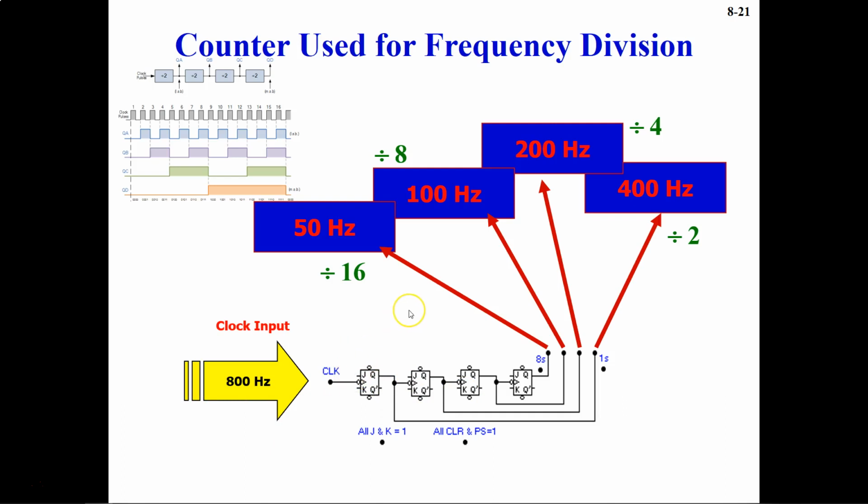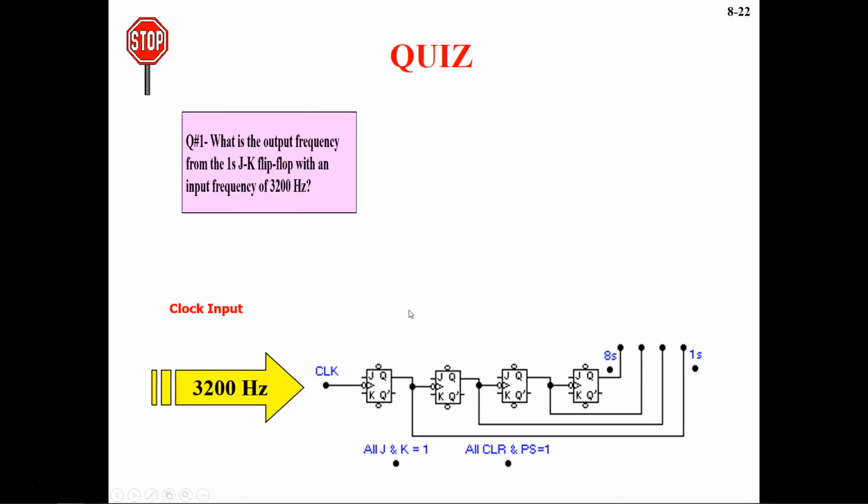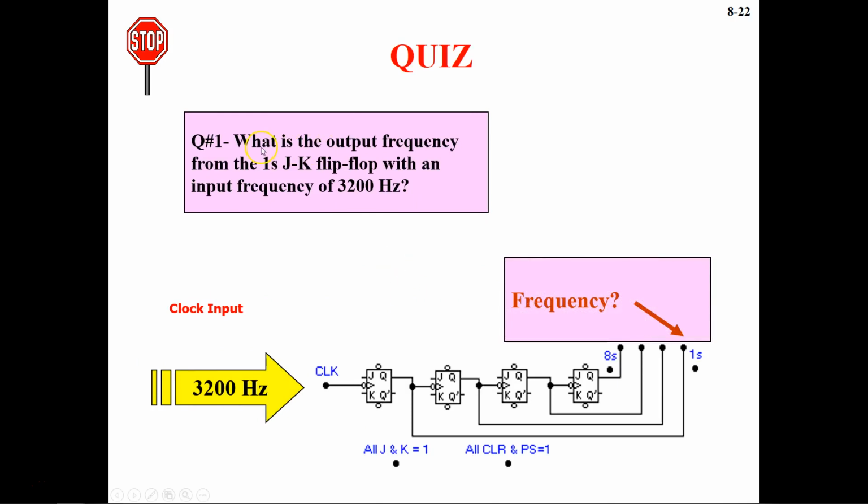Now let's go to the next slide, which is the quiz. The first question says, what is the output frequency from the first JK flip-flop with an input frequency of 3200 hertz? So it is asking what frequency you are going to get at this point. We know that we have 4 flip-flops, and each of them will basically divide the frequency by 2. So when it goes through the first flip-flop, it will divide the frequency by 2, and half of 3200 is 1600, and that's going to be our answer.